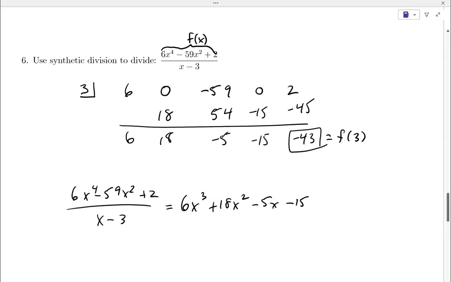And again, this number on the end is your remainder. Remember how we write the remainder? We do remainder over what we divided by. So it'll be minus 43 over x minus 3. What questions do you have on this one? Or either of these two that we did? Is that okay?